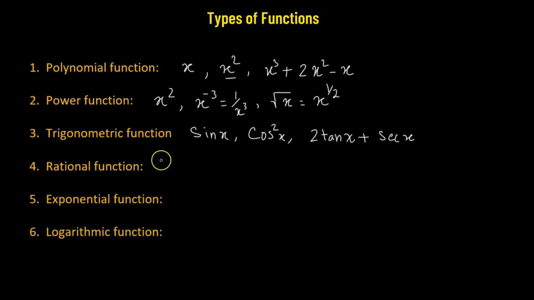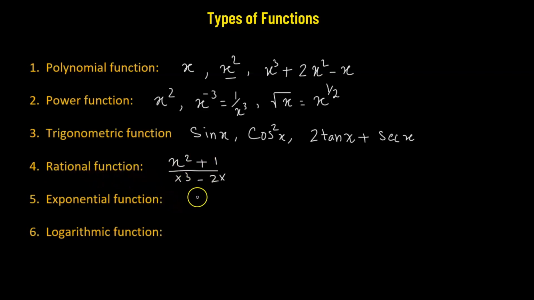Then we have rational functions. Rational functions are when we have a function of the sort, let's say, x squared plus 1 divided by x cubed minus 2x. This is a rational function. Rational functions are also referred to as ratios of polynomials. Here the numerator is a polynomial function, and so is the denominator. When we have one polynomial function divided by another, that is when we get a rational function.